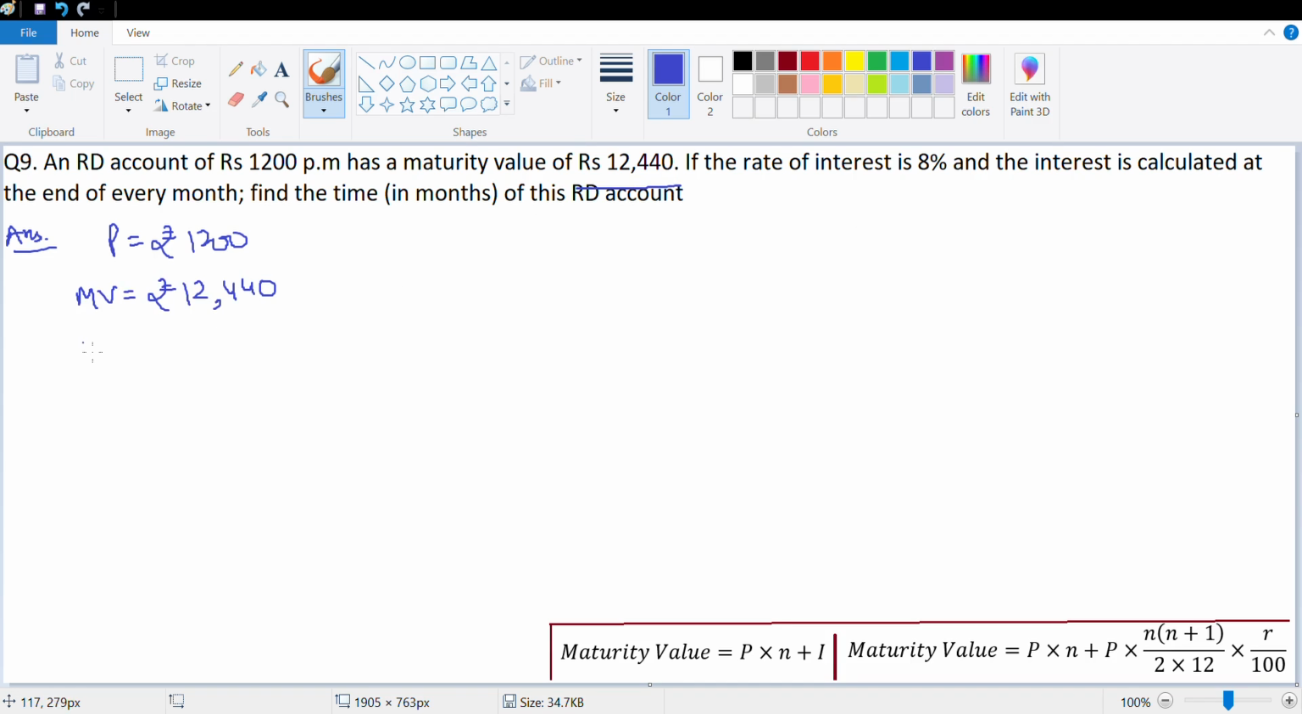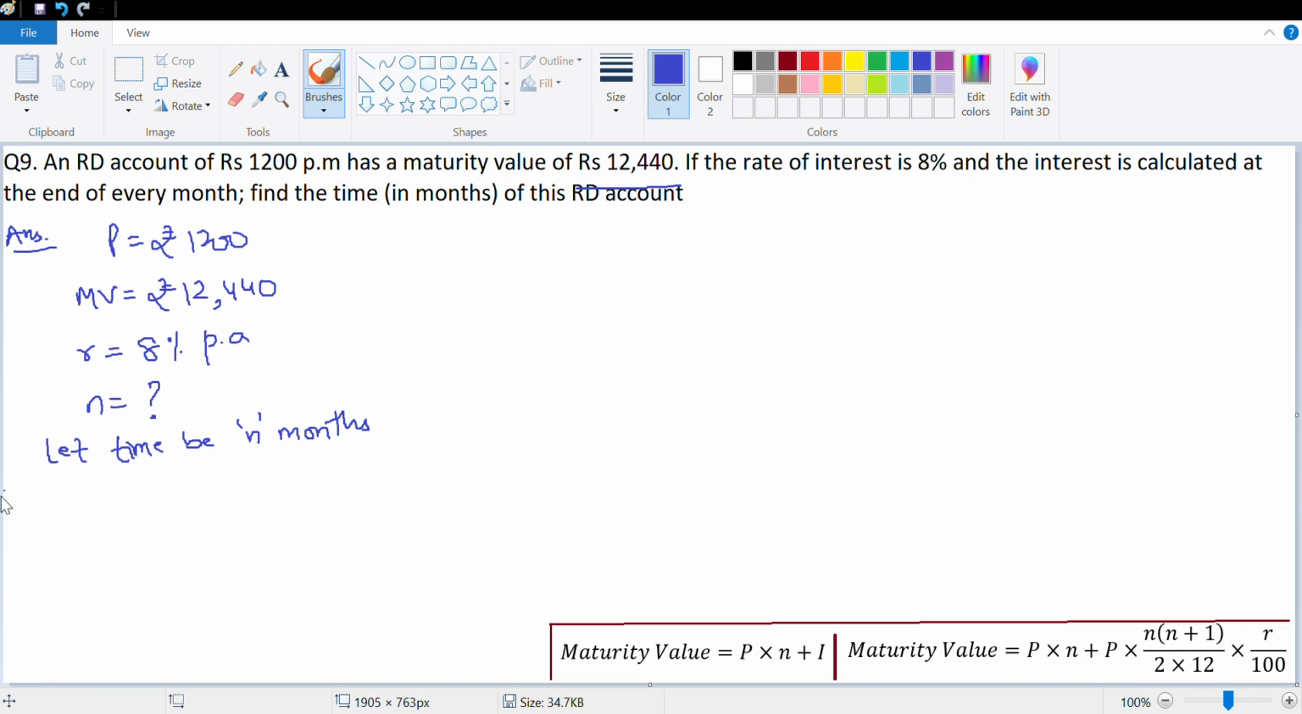And rate of interest is also given as 8% per annum. Find the time. Also, n is not given. So this is a question where the variable n is not given. So let's look at the question. Let time be n months. So that's the first assumption. Let n be equal to n.